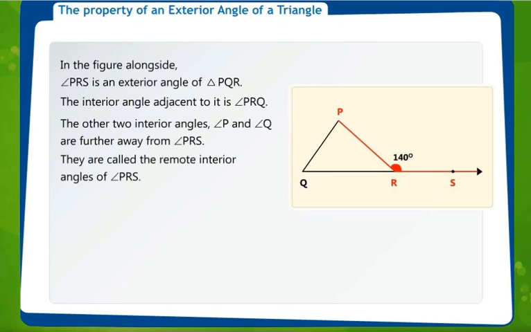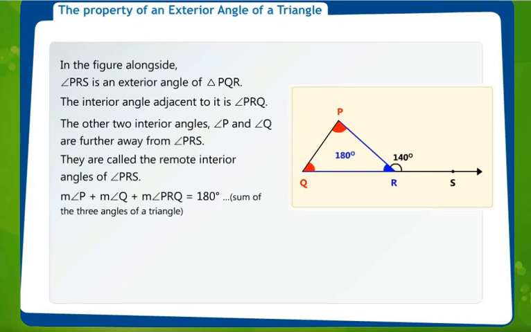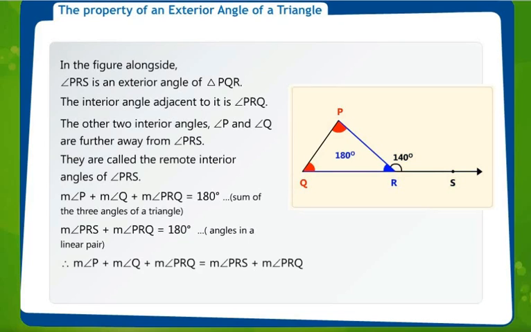Now out of three interior angles, only one angle is adjacent to the exterior angle. Since the remaining two are far away, that is angle P and Q, P and Q are said to be remote interior angles. Now you can see here that measure of angle P plus measure of angle Q plus measure of angle PRQ is equal to 180 degrees, the sum of the three angles of a triangle. Now PRS plus PRQ is also equal to 180. Why? Because they are the angles in a linear pair. PRS and PRQ form the angles in a linear pair.